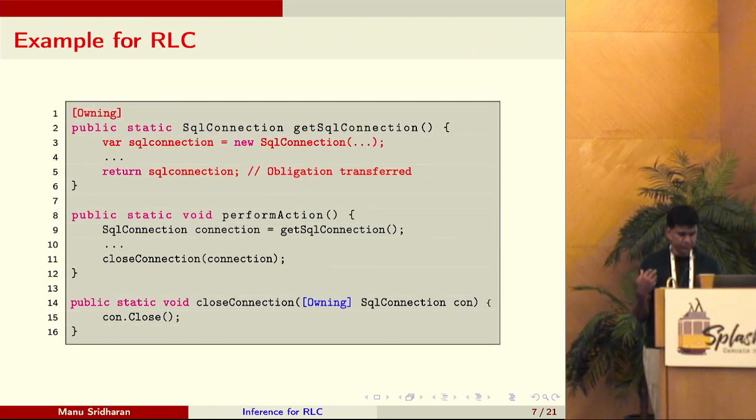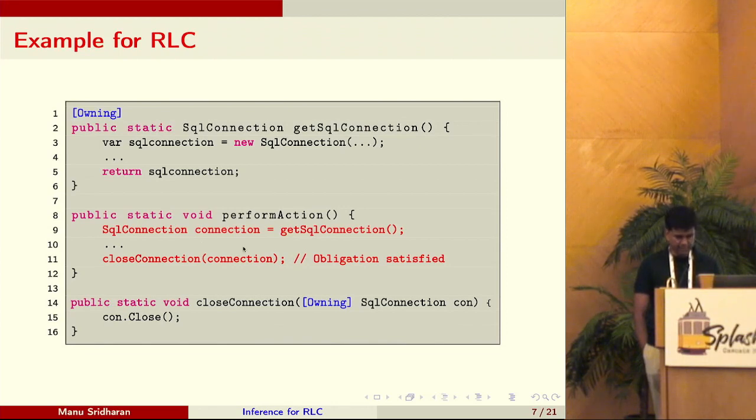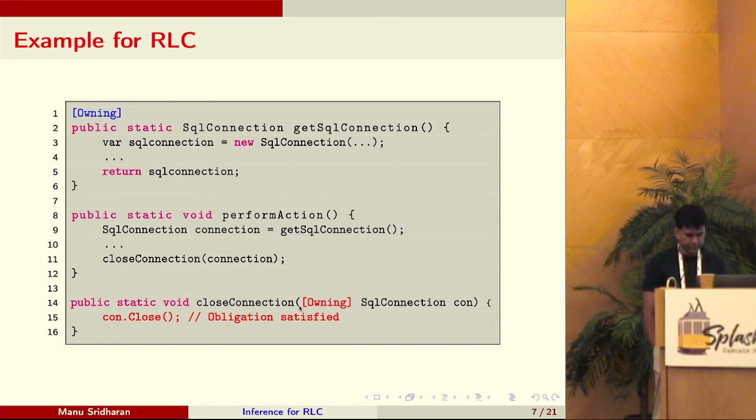And based on this, we can see that this example is safe, right? This method creates a SQL connection, but it's going to transfer the obligation for closing it to the caller. And then this caller right here is able to satisfy that obligation by calling close connection. And we know that that works because we see this annotation on the parameter, and we can separately verify this method on its own that it takes care of that obligation to close the resource.